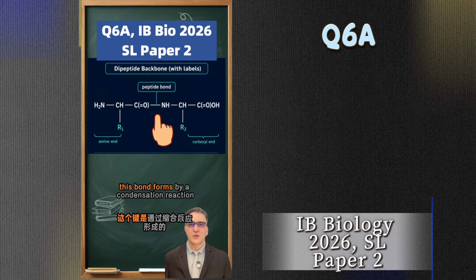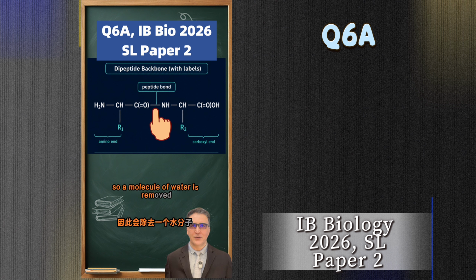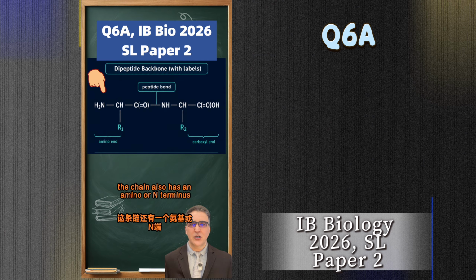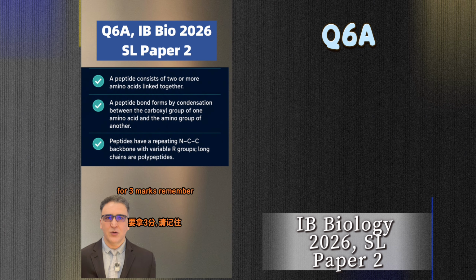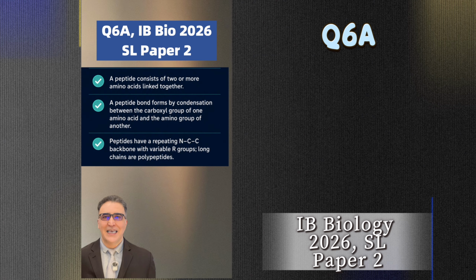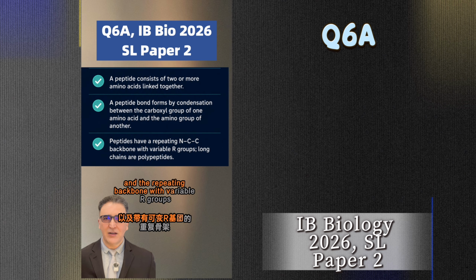This bond forms by a condensation reaction, so a molecule of water is removed. The chain also has an amino or N terminus and a carboxyl or C terminus. For 3 marks, remember amino acid chain, peptide bonds, and the repeating backbone with variable R groups.